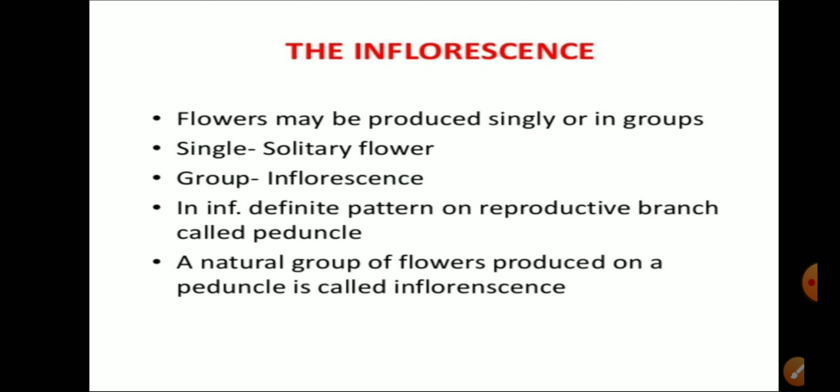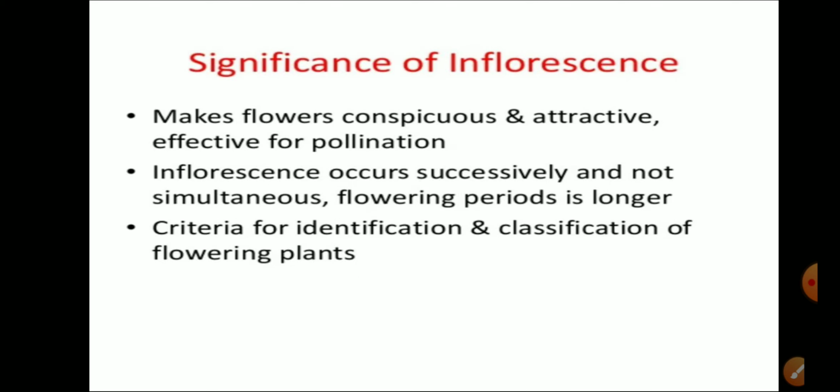Firstly, the flowers may be produced singly or they may be produced in groups. When they are produced singly, that is termed as a solitary flower, and when they are produced in a group, that is termed as an inflorescence. In an inflorescence, the reproductive branch bearing the flowers is called a peduncle. A natural group of flowers that are produced on a peduncle is termed as an inflorescence.